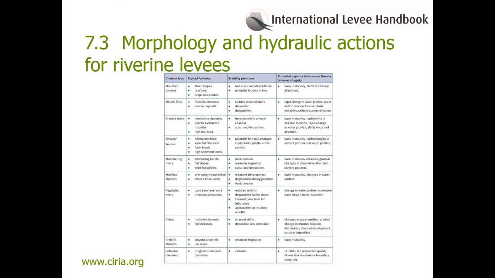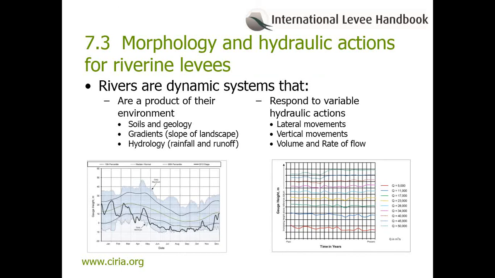Rivers are dynamic systems that are a product of their environment. They respond to a number of variables and change over time, sometimes very rapidly. The lower left figure shows gauge height data for a river over an extended period of time. Note that gauge height varies from an extreme low of just below 10 meters to a maximum of over 45 meters during the data period.